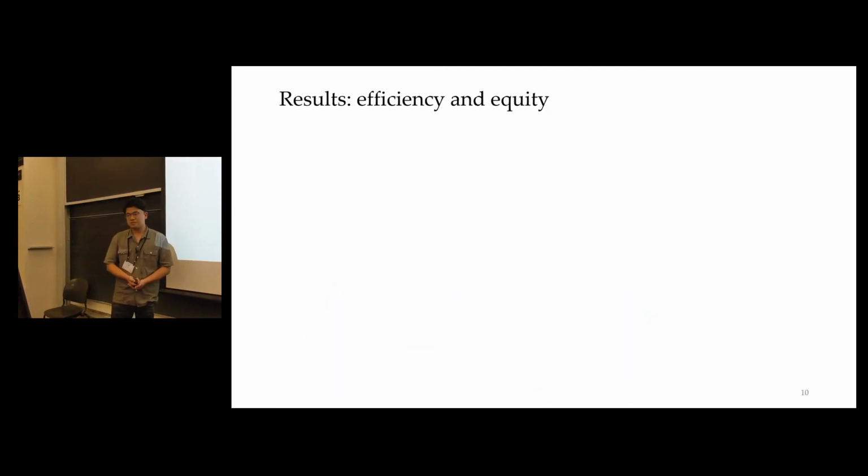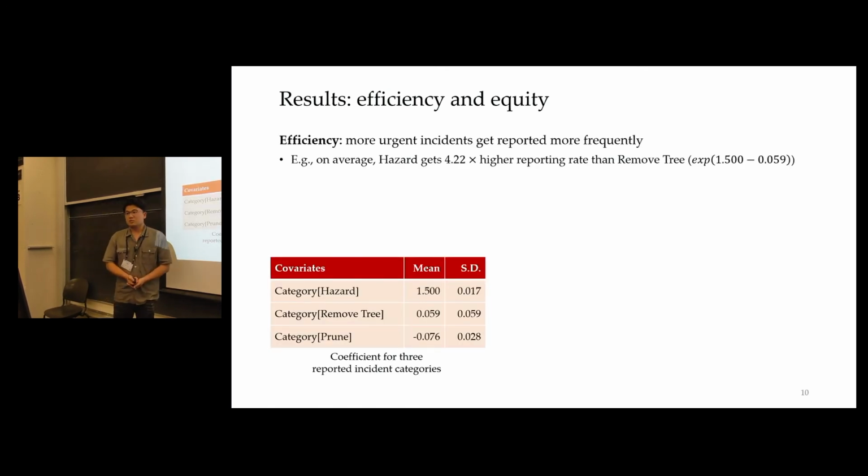Okay, so here comes some of the main results. Along the efficiency line, we actually see some good stories. So here we have the coefficients for 3 of the reported incident categories. What we see here is the general trend that more urgent incidents get reported more frequently. So for example, on average, hazard events, which as the name suggests are more hazardous, they get roughly 4.22 times higher reporting rate than removed tree incidents, which are less hazardous.